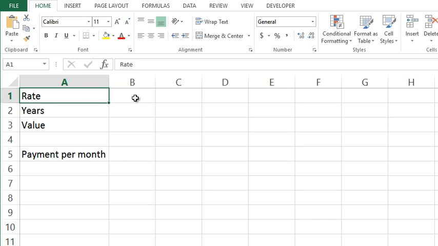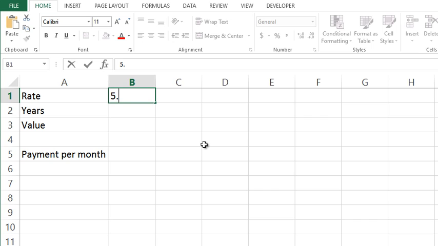I've got the rate, which is going to go here in B1. I've got the number of years I'm going to be paying off this loan for, and then I have the value, the amount that I borrowed. And then it should be able to calculate out what my payment is. Let's say in this case I'd like to know per month. So let's start putting in some numbers here.